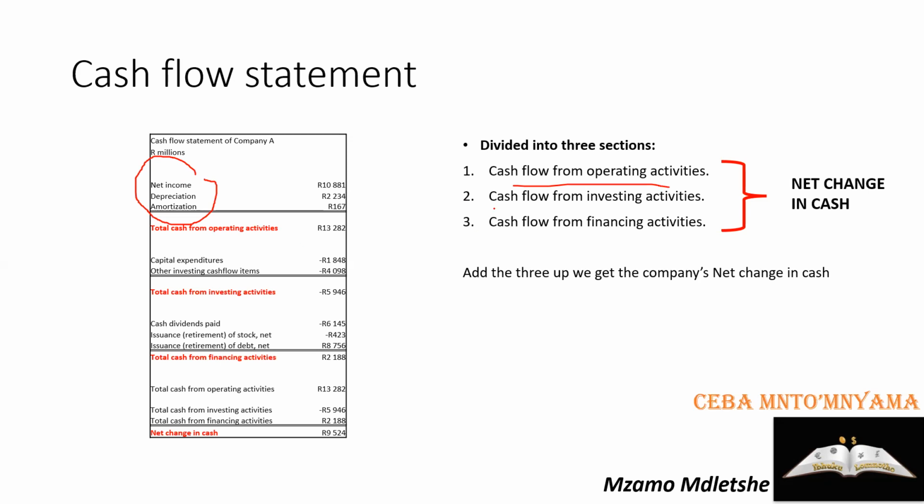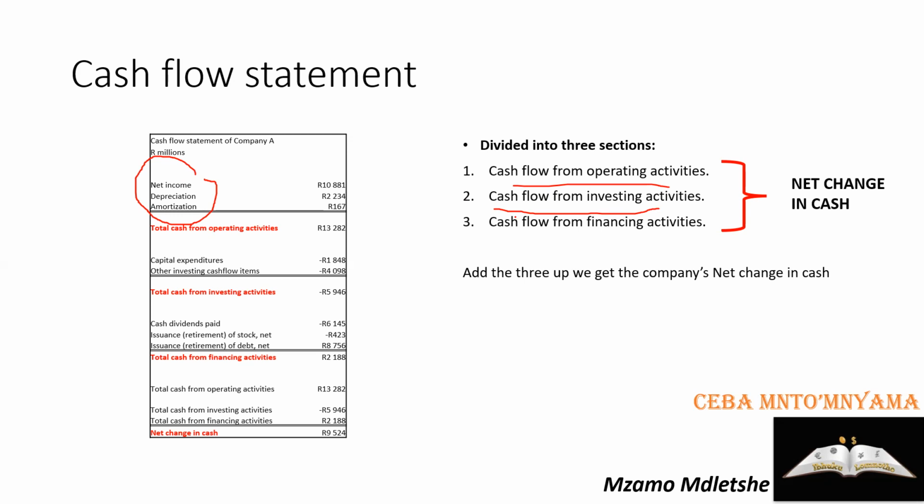The second section is cash flow from investing activities. This includes all capital expenditures made for that accounting period. It is always a negative number because it results in the depletion of cash.